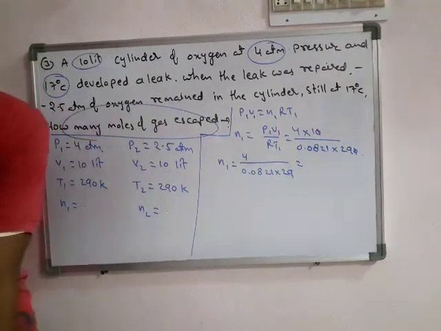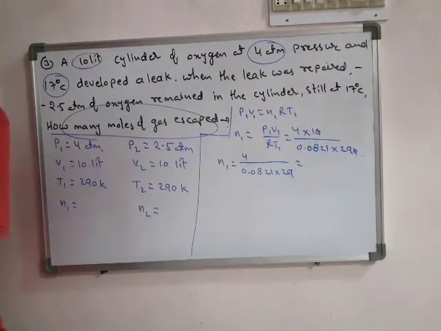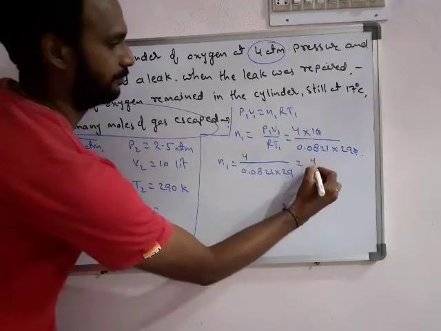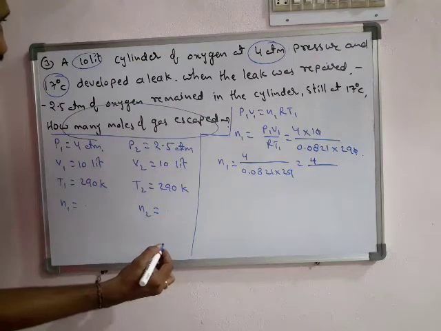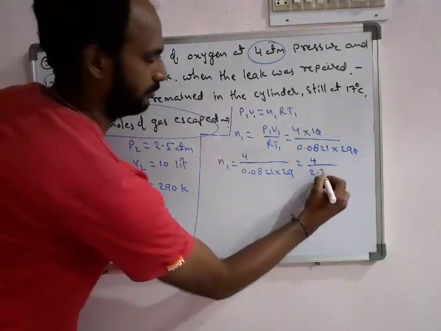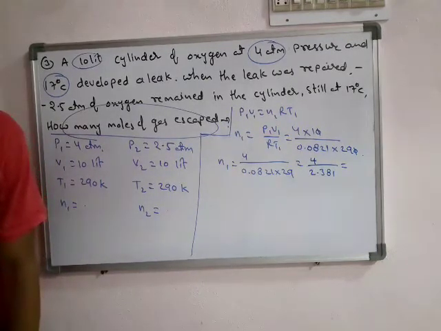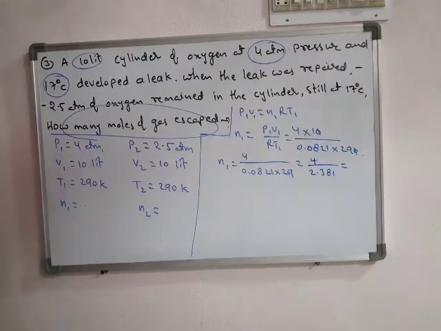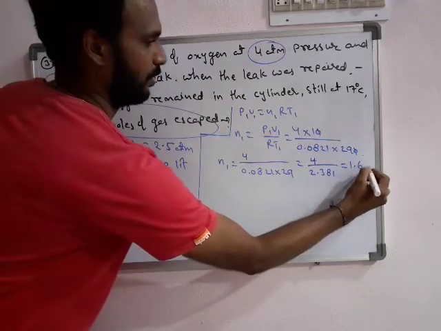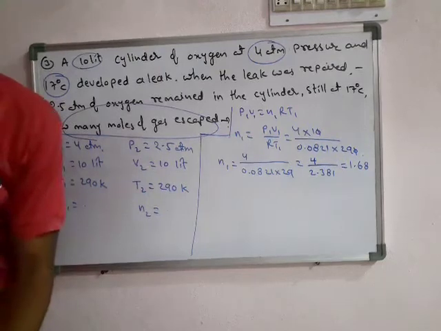So here we get approximately 4 divided by 2.38, and finally we will get 1.68 moles. Okay, then what about N2 conditions?